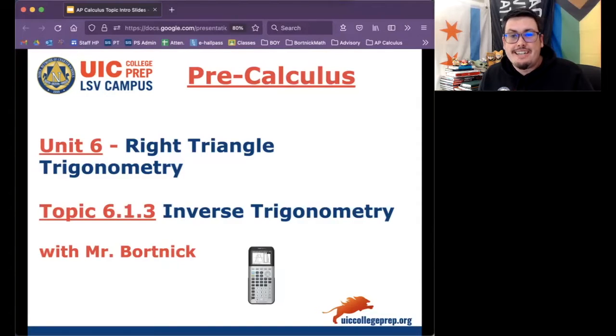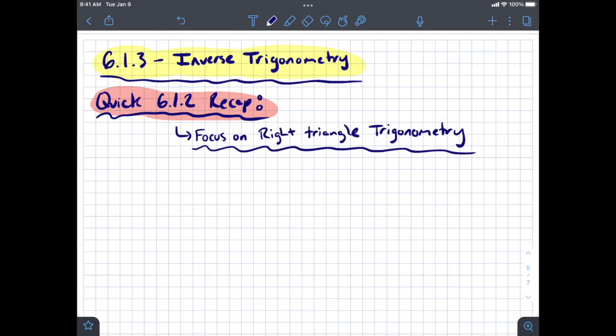We are in Unit 6, Right Triangle Trigonometry, and today's lesson is topic 6.1.3, which is on inverse trigonometry. You should have some notes that your teacher has given you to work with for today, and you might want access to a graphing calculator. Specifically, we're going to be going over some tips and tricks using a TI-83 or TI-84. Enjoy today's notes.